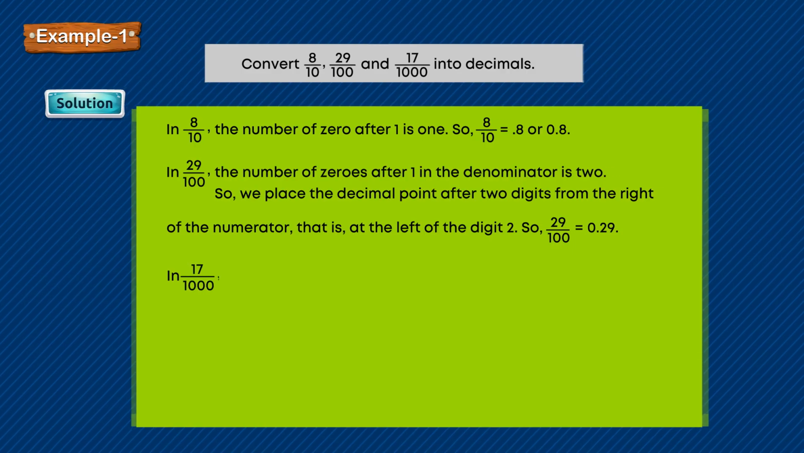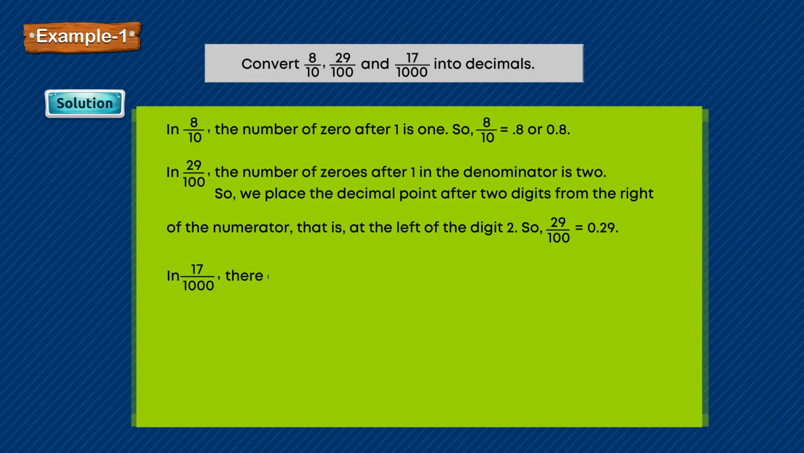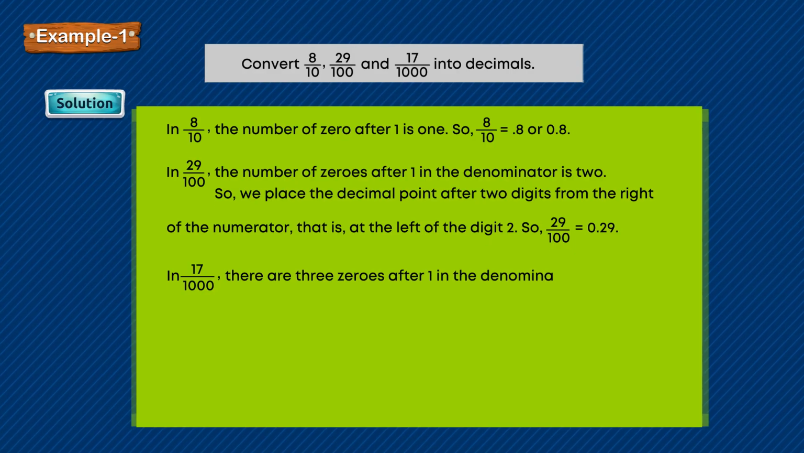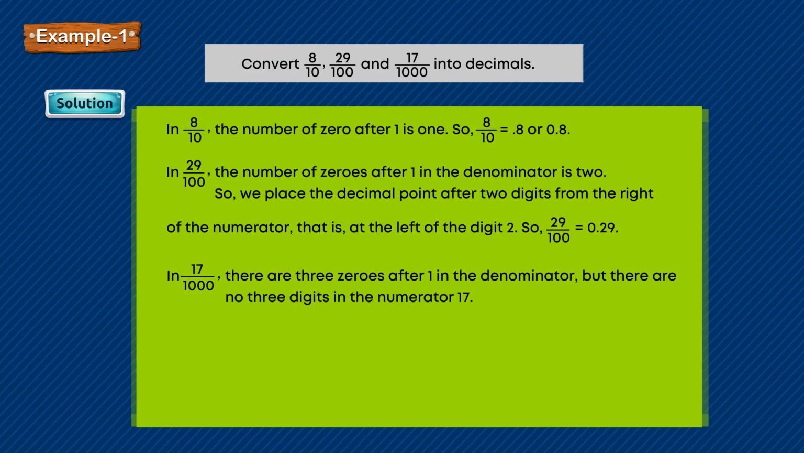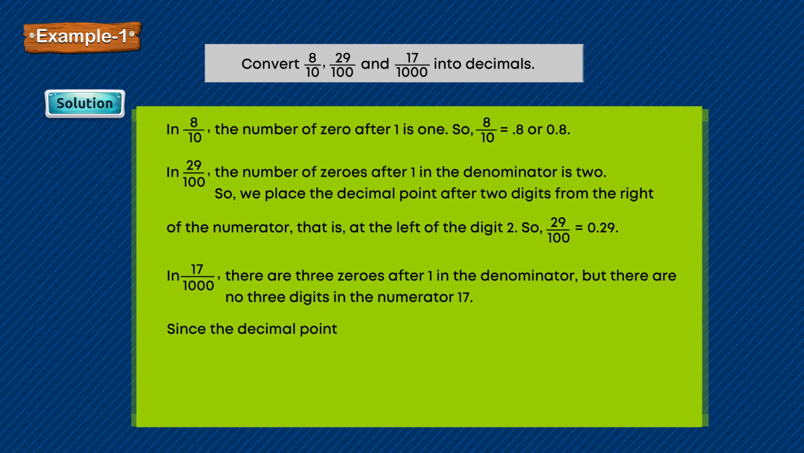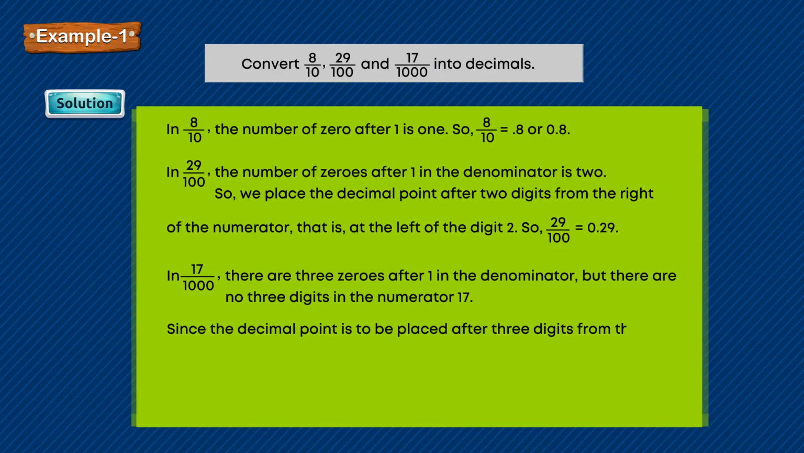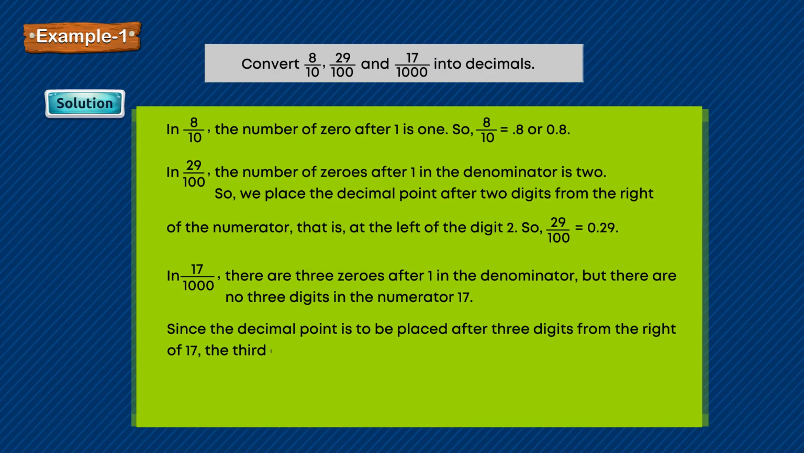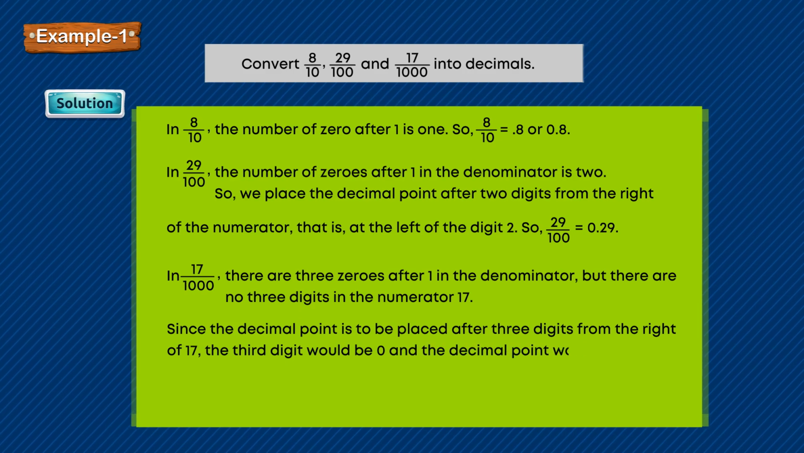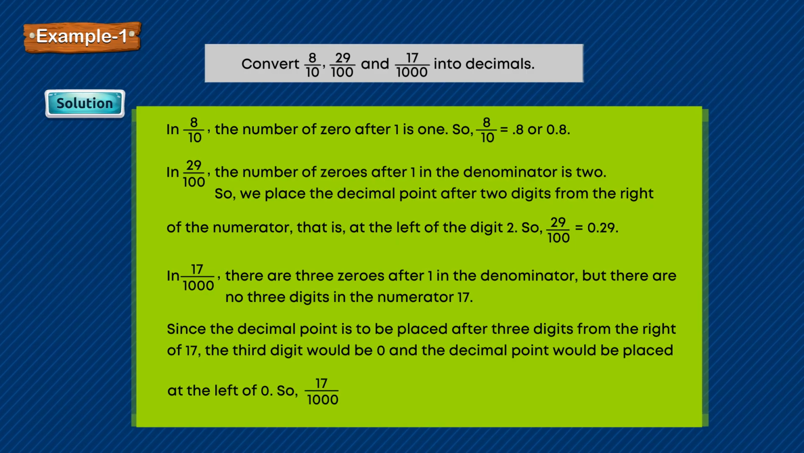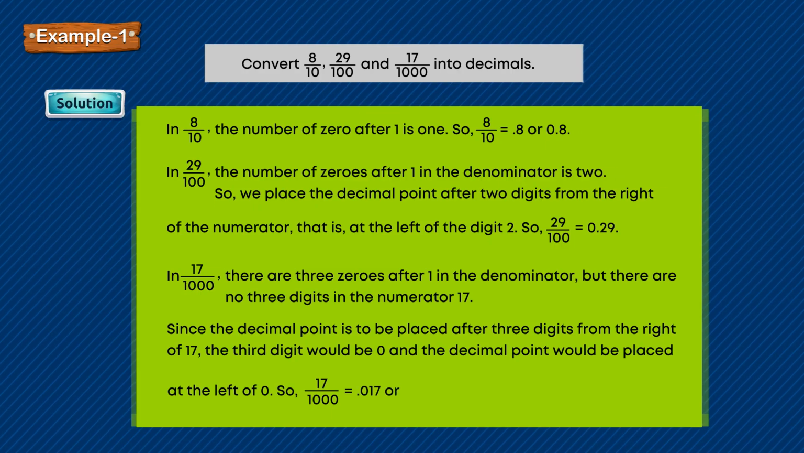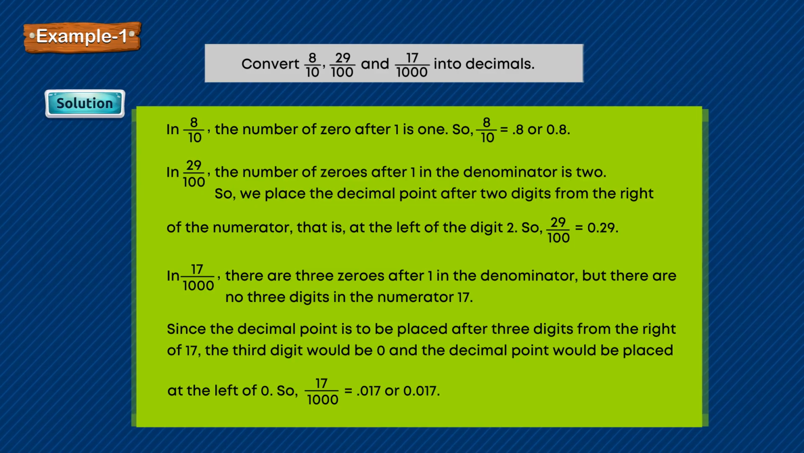In 17 by 1000, there are 3 zeros after 1 in the denominator, but there are not 3 digits in the numerator 17. Since the decimal point is to be placed after 3 digits from the right of 17, the third digit would be 0 and the decimal point would be placed at the left of 0. So, 17 by 1000 is equal to 0.017.